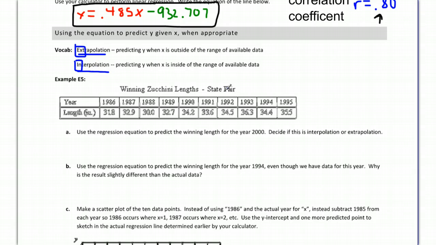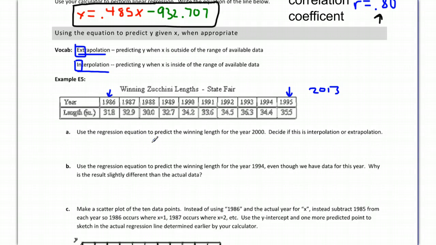So just to give you a quick example of what that means, if I wanted to make a prediction about the year 1993, 1993 is between my max and my min. So I could do that. That would be interpolation, inside the max and min. Any number between 1986 and 1995 I could do interpolation on. Extrapolation would be picking a number that's smaller than our min or bigger than our max. So if I wanted to make a prediction about 2013, that would be extrapolation because it would be outside of the range of my data.